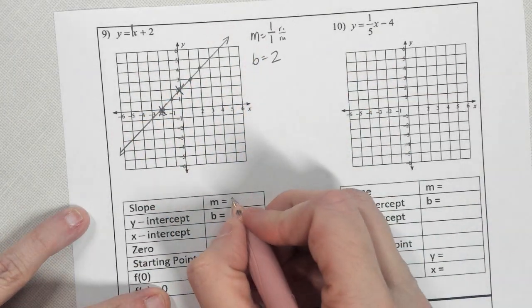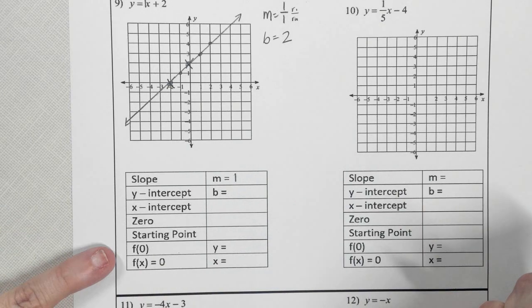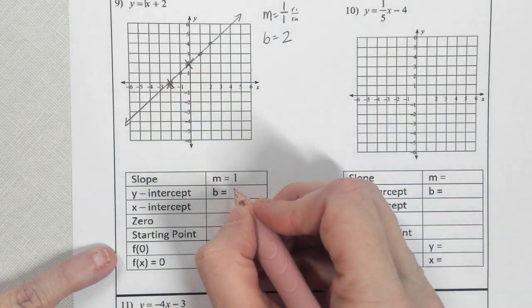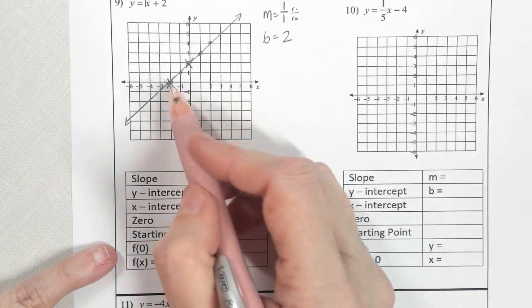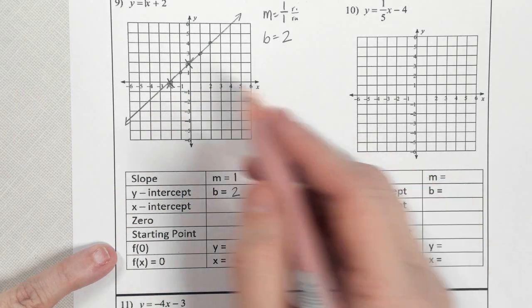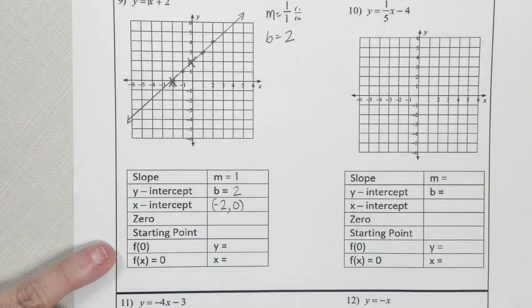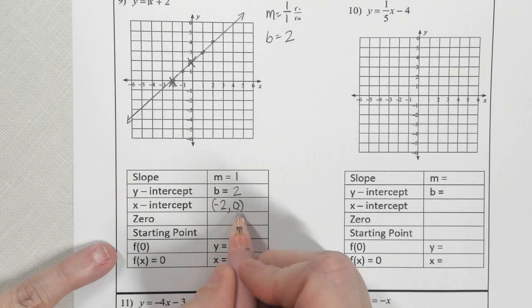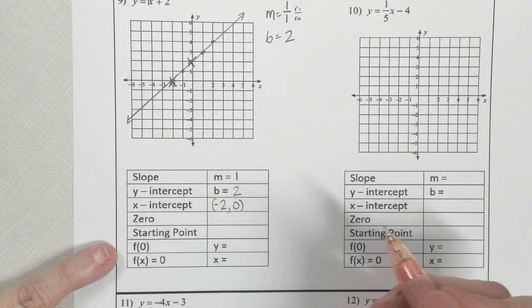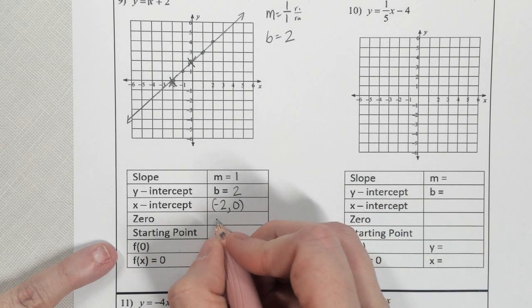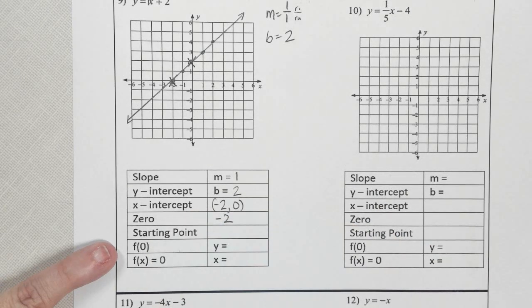So I know my slope. My slope is 1. My y-intercept is 2. My x-intercept is -2, 0. Remember, a zero is called a zero because its last name is zero. Like, I'm Maggie Deal. I'm a Deal because my last name is Deal. This is a zero because his last name is zero. He's part of the zero family. When I write the zero, I just write the number.